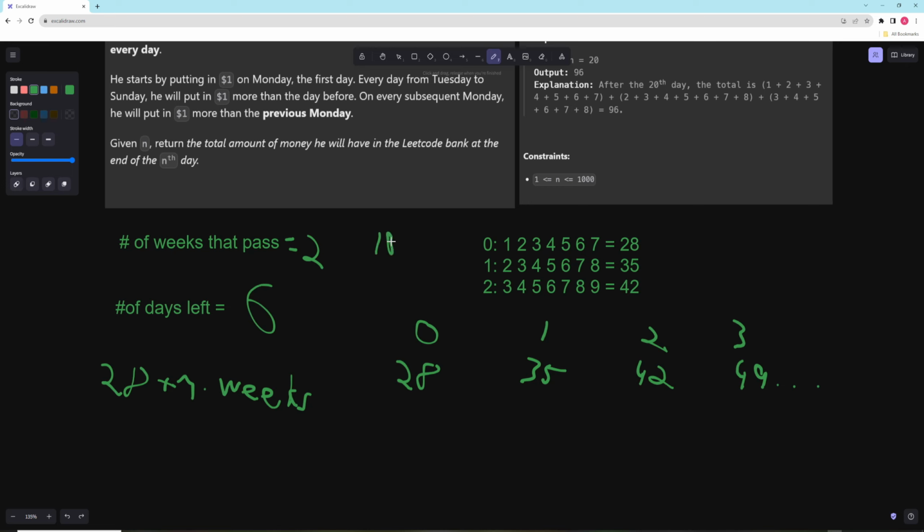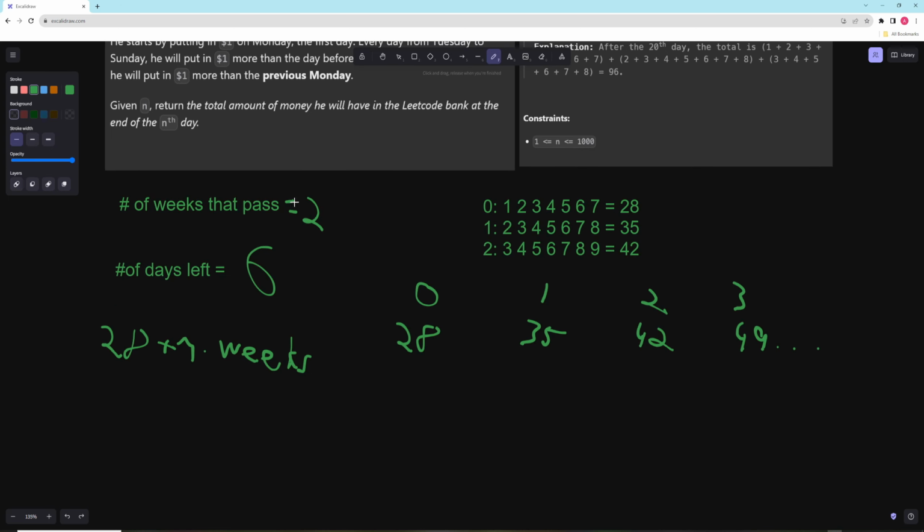So for example, if 10 weeks passed, then we would just calculate how long week 9 took, since that's 0 indexed. So here, the first week, the 0 indexed week, always takes 28. We can also write it like this to make it a little bit less confusing.